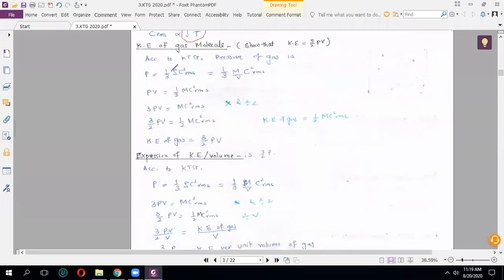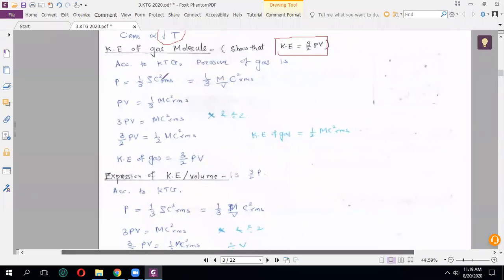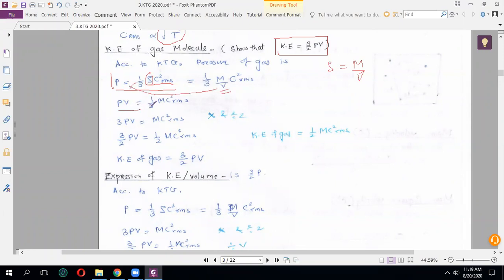Next is the kinetic energy of a gas molecule. In this derivation, what we have to show is that kinetic energy is equal to 3/2 PV. So again, we take the same formula, the pressure of the gas formula. What is it? 1/3 rho C square RMS. Now we know the density formula, mass upon volume. So we take mass upon volume times C square RMS. Now again take this V to the left hand side. So we get PV is equal to 1/3 m C square RMS.